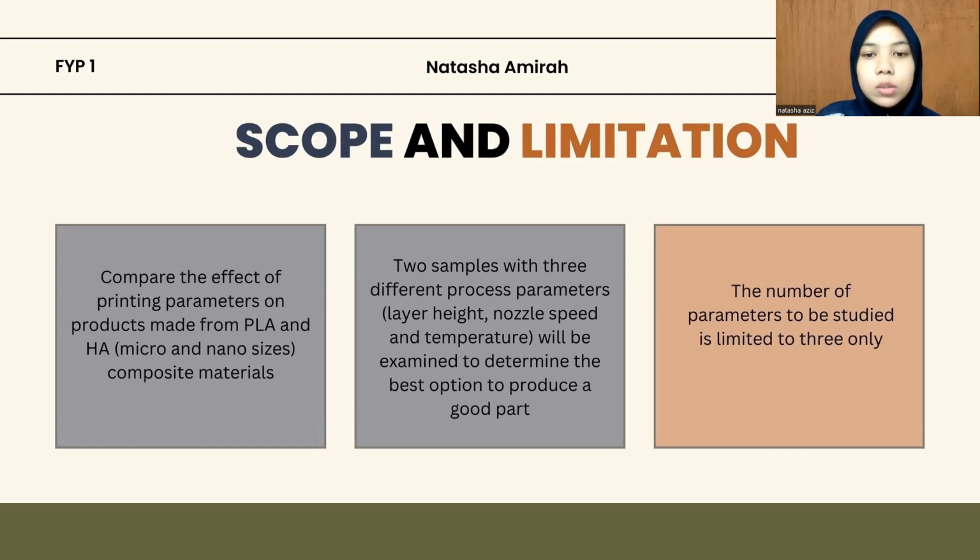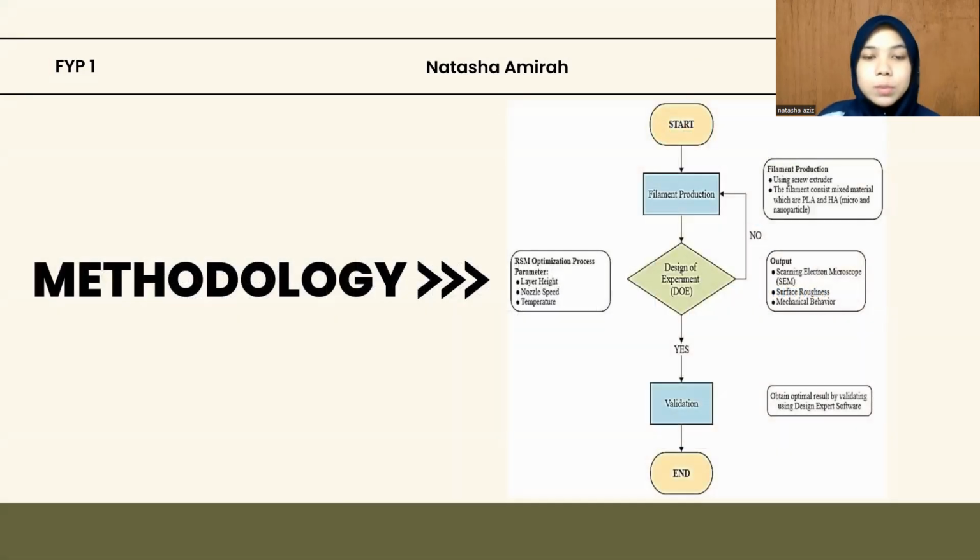The limitation of the project is that the number of parameters to be studied is limited to 3 because the limited use of the laboratory causes a lack of time to study other parameters. The experiment begins with producing a filament. Filaments are made from organic and inorganic raw materials, namely PLA and HA.